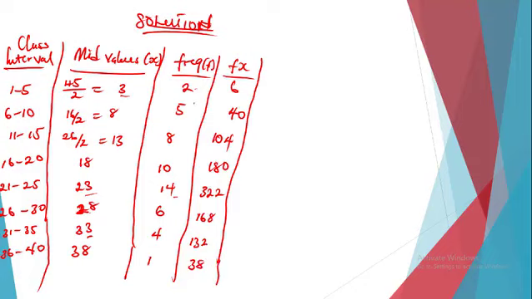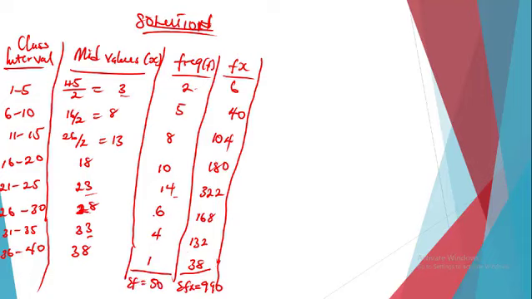Okay, then we've found our summation fx. When we add up all this, what do we have? Summation fx will give us 990, and then we'll add up our f, summation f, that will give us 50.